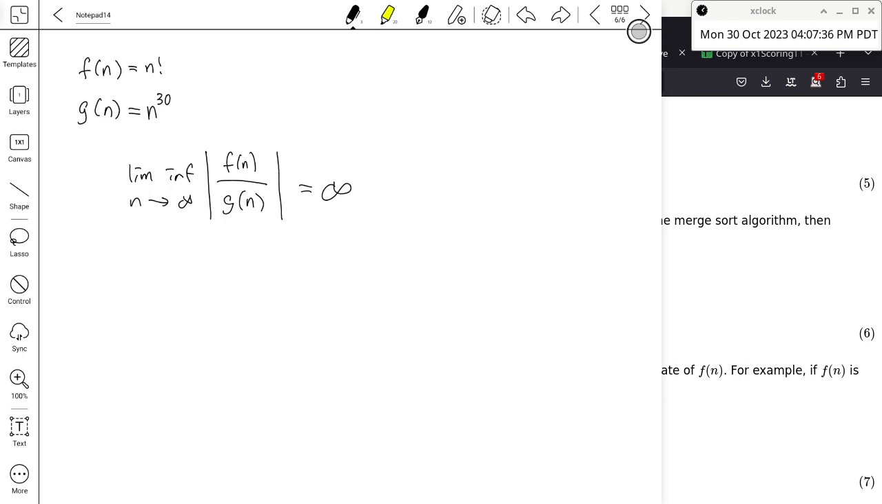Well, is infinity greater than 0? Then yes, n to the power of 30 is a lower bound of n factorial. That's basically what it is. As long as this ratio here is not 0, then we basically say that g of n is a lower bound of f of n. But is it a good lower bound? In other words, are these two functions close? The answer is no, it is not.